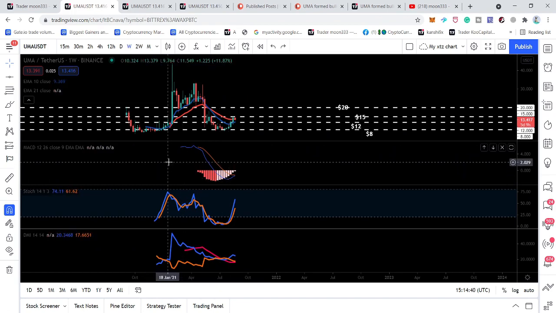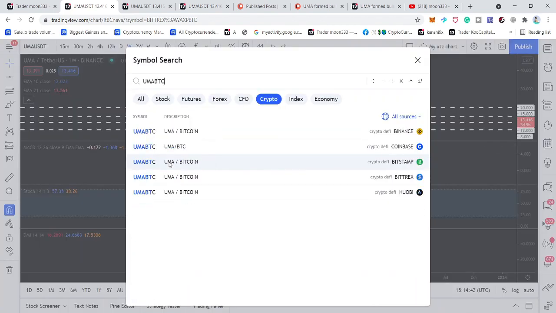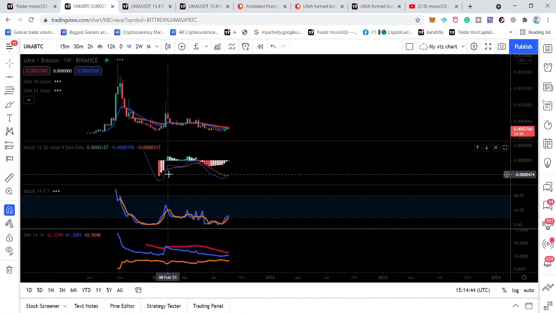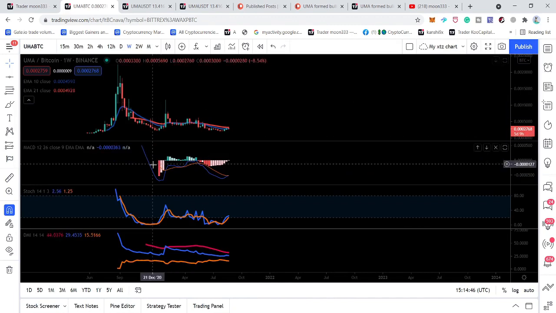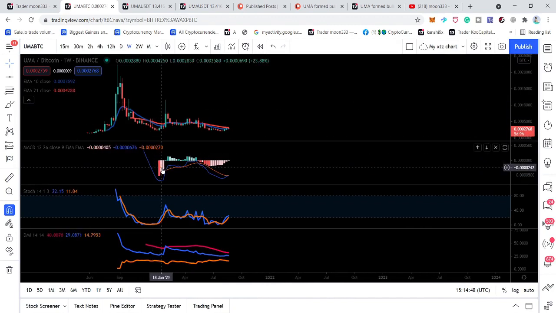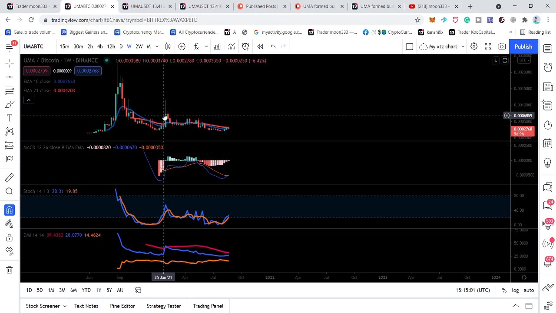However, if we move to the UMA with Bitcoin pair on the Binance charts, then we can see that in the month of January 2021, we received this buying signal, or this MACD started turning bearish from strong bearish to weak bearish. That was a kind of buying signal, a bullish signal as well. We had a very nice rally, and this is the month when the price line touched the $44 with the US dollar pair.